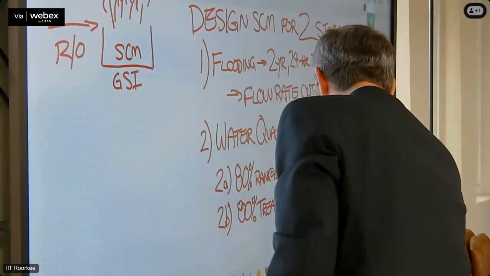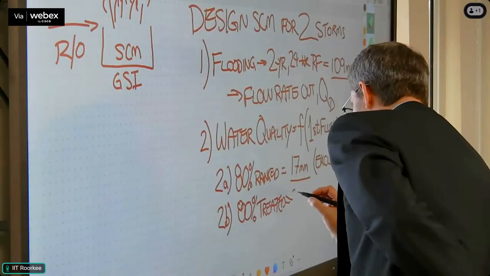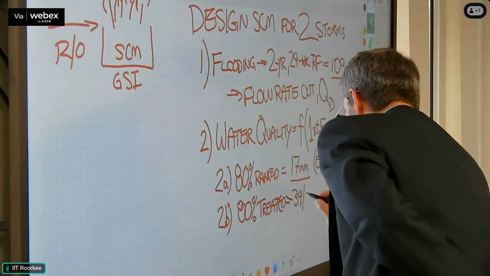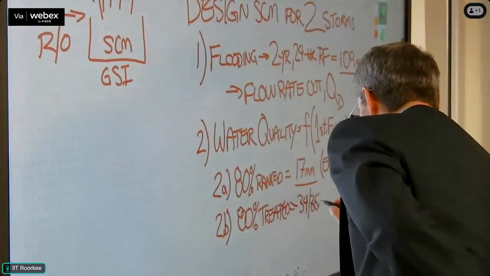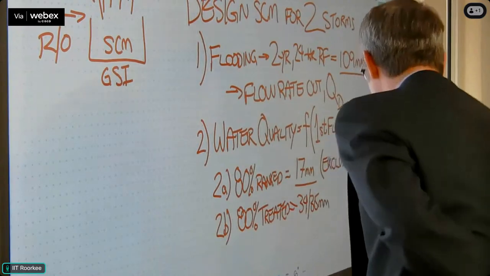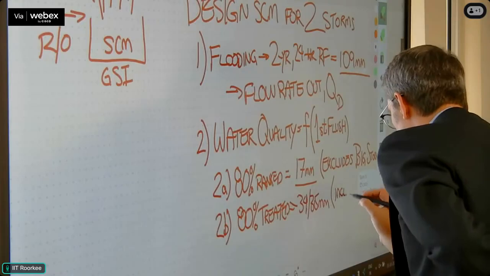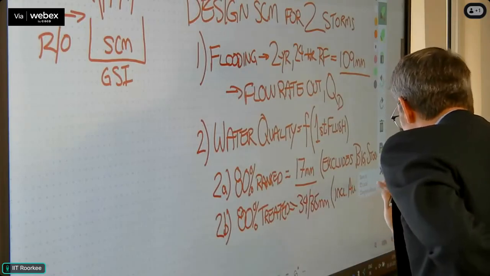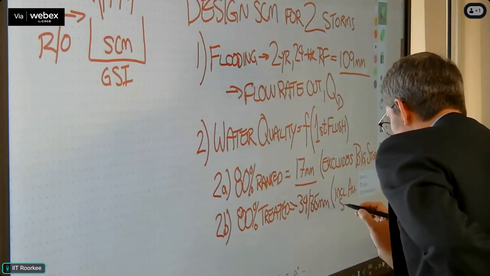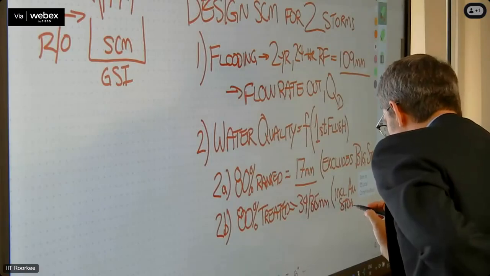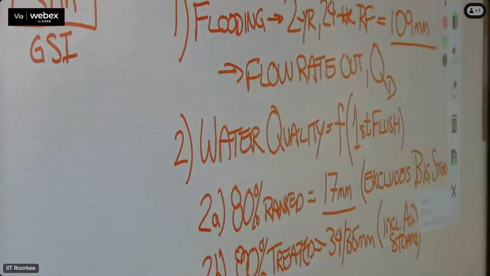All right, which includes the big storms. We get something like 34 or 35 millimeters. And that includes all storms. Okay?